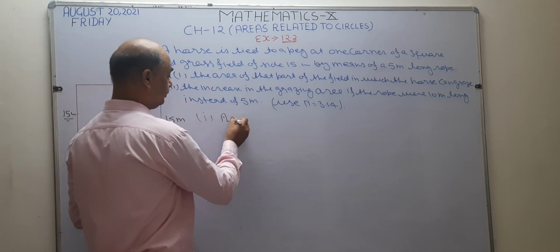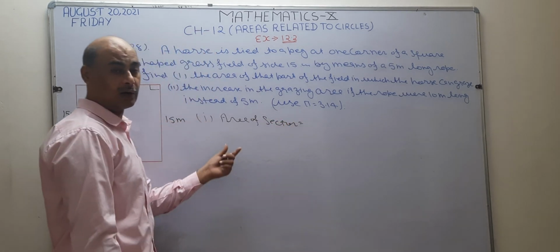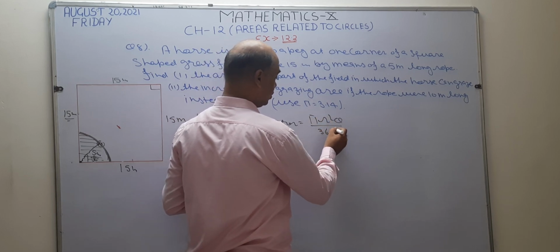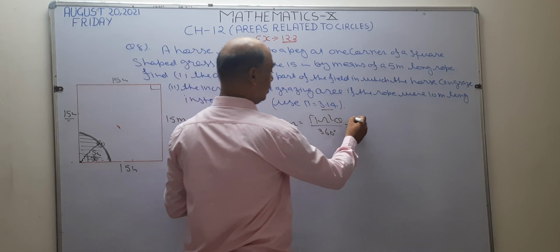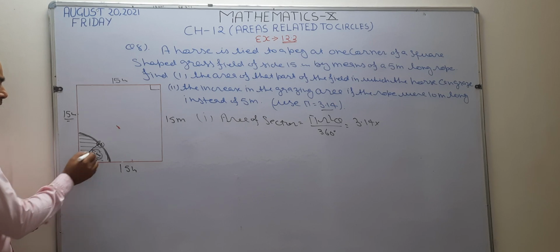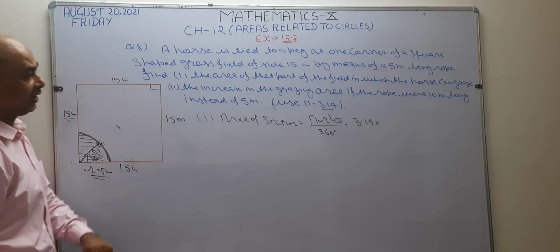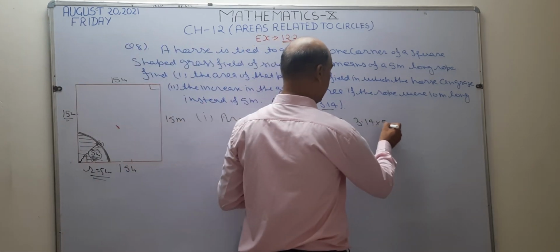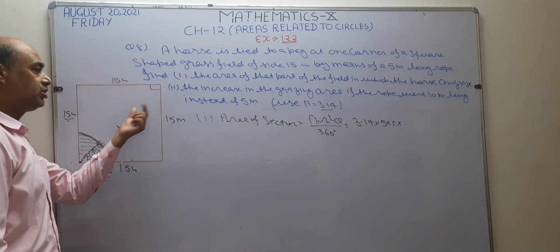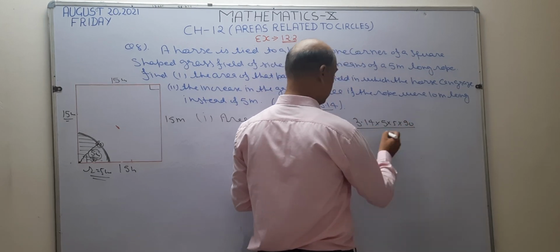Right here, area of sector. How do you find the area of sector? You know the formula: pi r square theta upon 360 degree. What is the value of pi? Value of pi is given, which is 3.14, and the radius is also given. In the first case, the length of the rope is 5 meter, so this is the radius. So r becomes 5 meter. This becomes 5 into 5 into theta. As this is a square, you know each angle of a square is 90 degree. So theta becomes 90 degree upon 360.